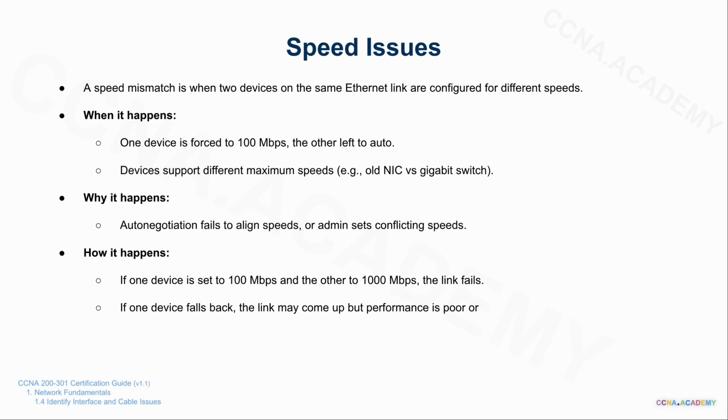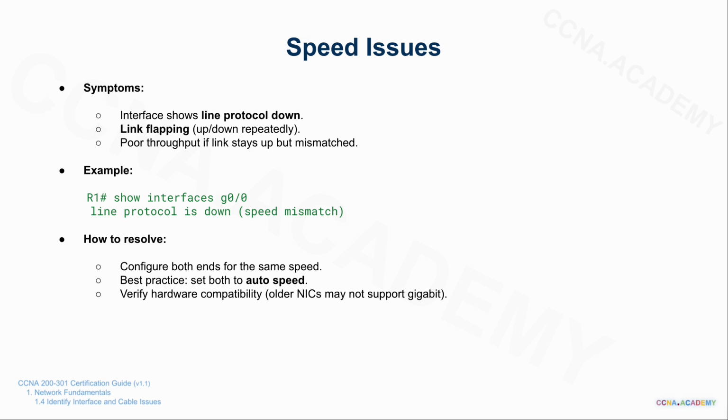Speed mismatches occur when two ends of a link are configured with different speeds. For example, one end forced to 100 megabits per second and the other on auto. Or, one device only supports Fast Ethernet while the other is gigabit. When speeds don't align, the link may fail to come up at all, flap repeatedly, or run very poorly. In show interfaces, you'll see line protocol down if the speeds don't match. To resolve, make sure both ends use the same speed, or better yet, leave both set to auto. Also confirm hardware supports the desired speed.